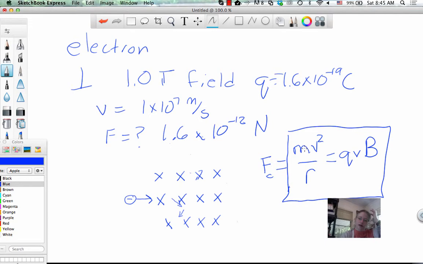What is the mass of an electron? I'm terrible with constants. 9.11 times 10 to the negative 31st kilograms. Okay, as long as we already have this problem here, let's figure out what the radius of this circle would be. So tell me the mass again. 9.11 times 10 to the negative 31st kilograms.